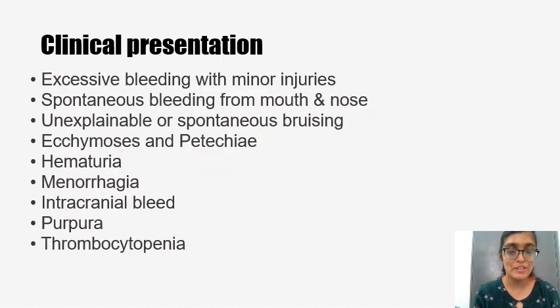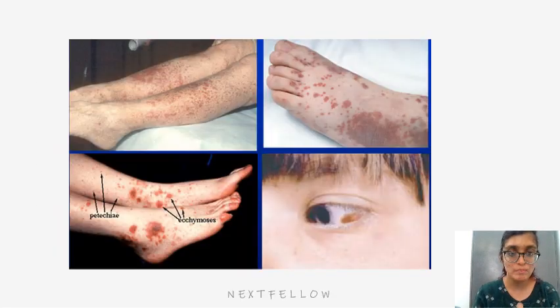So the clinical presentation is excessive bleeding with minor injuries, spontaneous bleeding from mouth and nose, unexplainable or spontaneous bruising, ecchymosis, petechiae, hematuria, menorrhagia, intracranial bleed, purpura, and thrombocytopenia. So this is ecchymosis and petechiae. What are the sizes of petechiae and ecchymosis? That is homework for you. Very important. I want every one of you to know that.